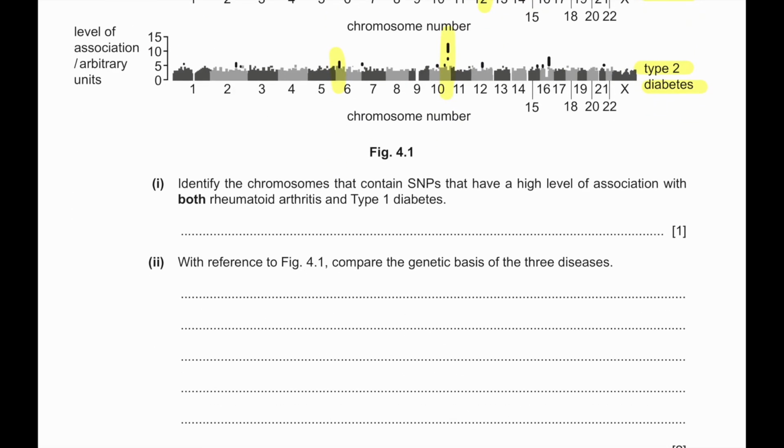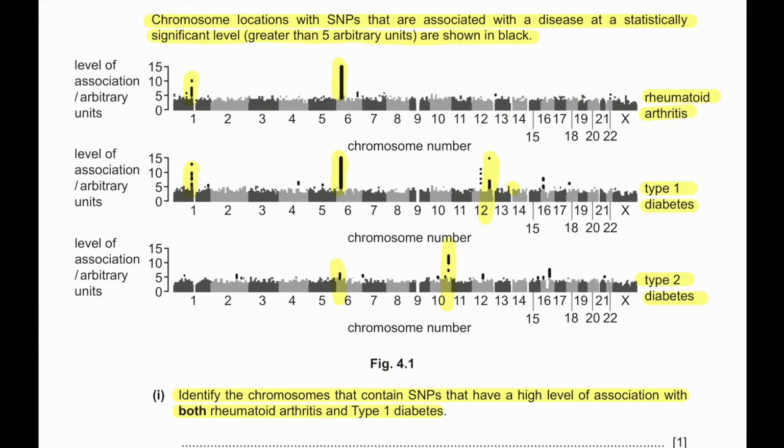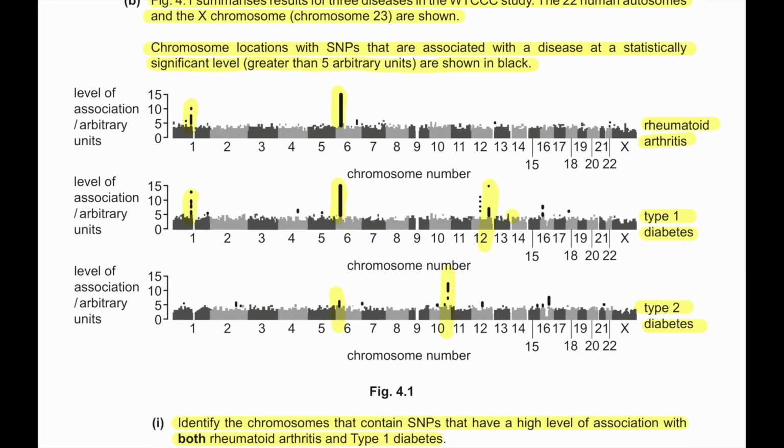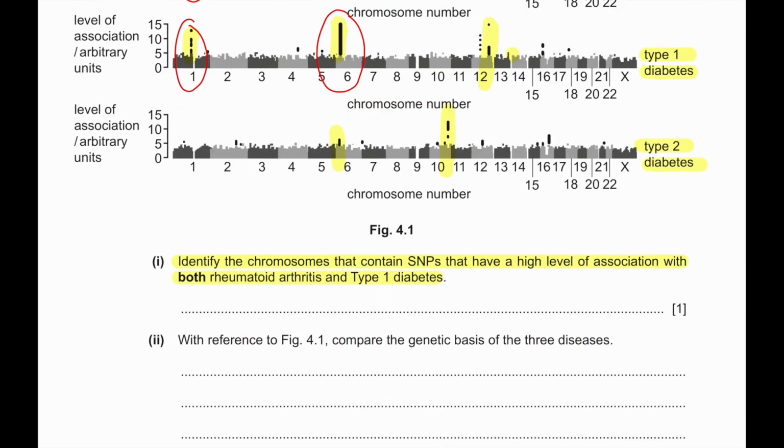Now the question says, identify the chromosome that contains SNPs that have a high level of association with both rheumatoid arthritis and type 1 diabetes. So in type 1 diabetes and rheumatoid arthritis, we can see in both of them we get chromosome 6 SNPs, and 1 is also very relevant. Alright, there is no other relevant one, so 1 and 6.